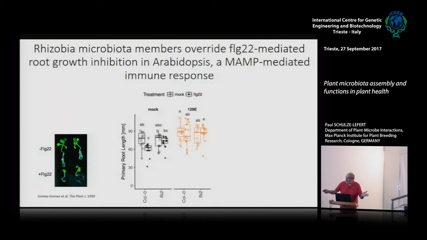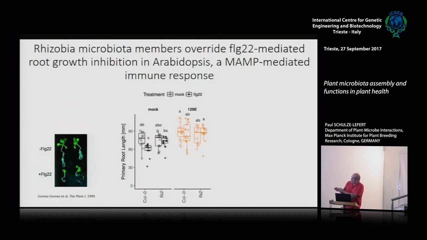By the way, humans also detect bacterial flagellin via the TLR5 receptor, a surface receptor, and then there's an intracellular immune receptor called NLRC4. So this is sensing of this bacterial peptide on the leaf surface, and we could reproduce this early observation when we add the flagellin peptide to our germ-free Arabidopsis plants. We see reduced root growth.